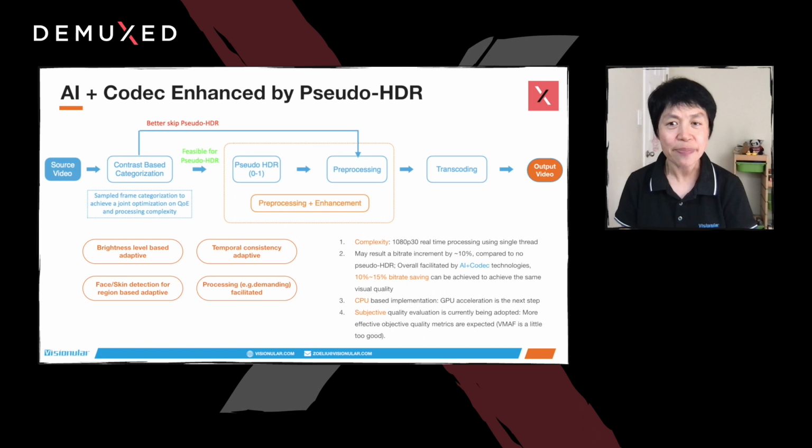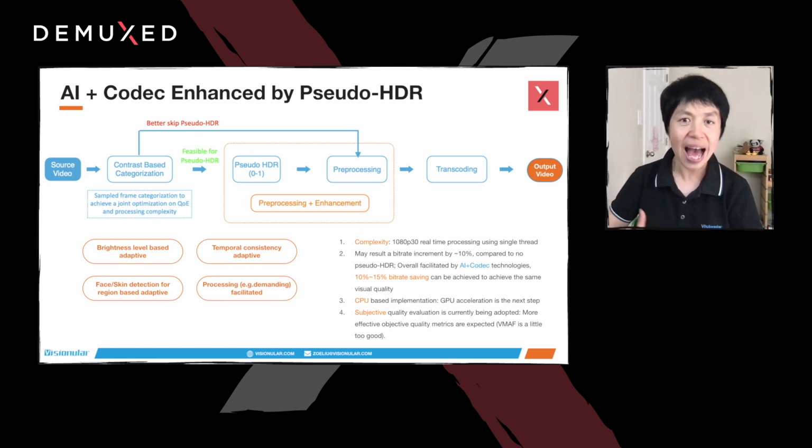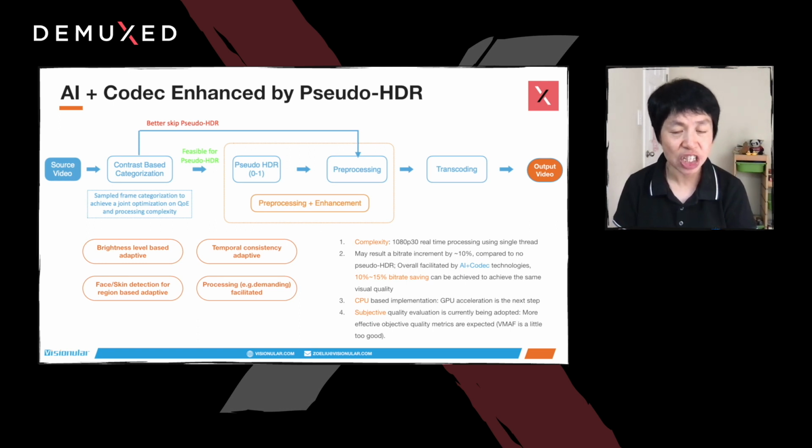And in this way, right now we can achieve real-time processing for 1080p 30 videos with a single thread with the use of Pseudo HDR. And with the whole AI plus codec framework, by applying Pseudo HDR, we can achieve the same bitrate but a lot better contrast and visual quality, or achieve the same visual quality, and Pseudo HDR can actually save more than 10% bitrate in many scenarios.